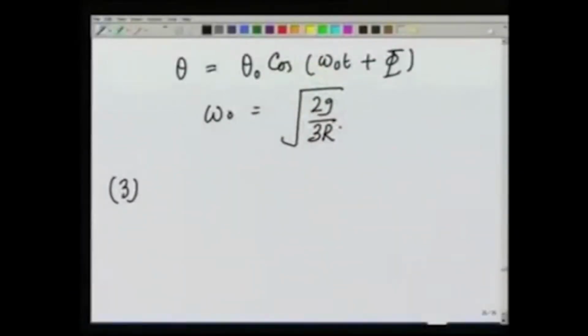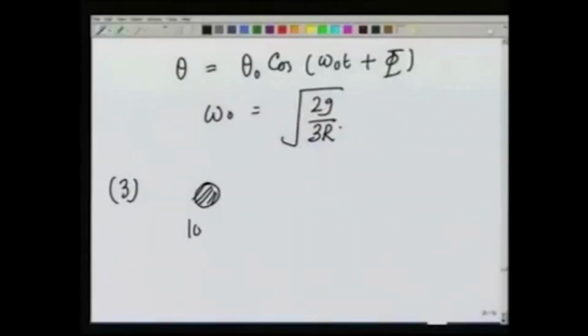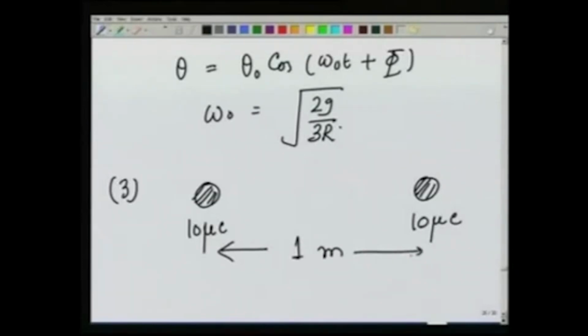As a third example of showing that around an equilibrium point the motion is really simple harmonic, I take two charges of 10 microcoulomb each, separated by a distance of 1 meter, and I take a third charge of 5 microcoulomb and put it right in the middle. Right in the middle, the electric field is 0, and therefore it's an equilibrium point.